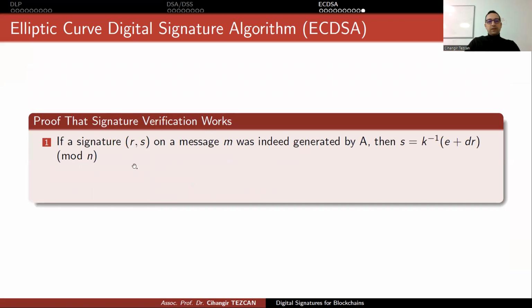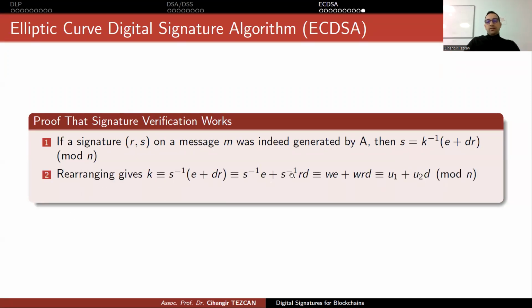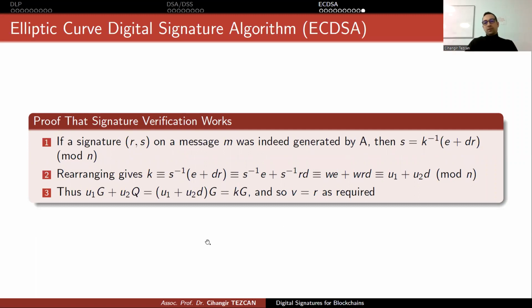Proof that the signature verification works. If a signature R, S on message M was indeed generated by A, then S equals this. Rearranging the keys, if you actually multiply both sides with S inverse and that kind of thing, you just do the same stuff that we did before. At the end, the secret key actually turns this G into the one, u1 and u2, that you calculated. Okay. So I'm not going much into detail because we would have to follow every step, but I want to leave it to you to see that it really works.